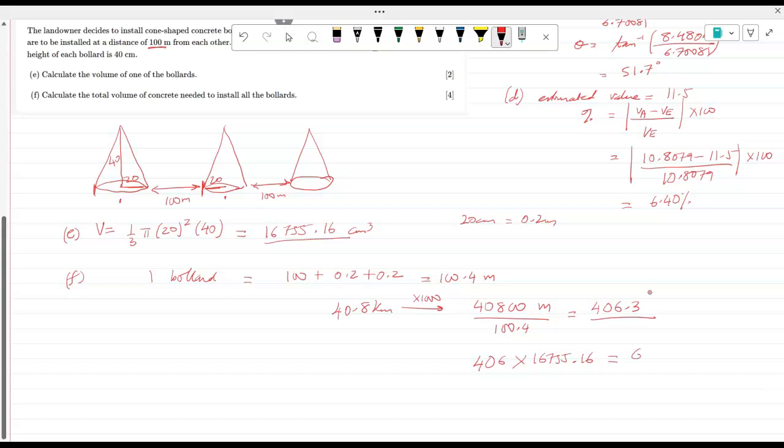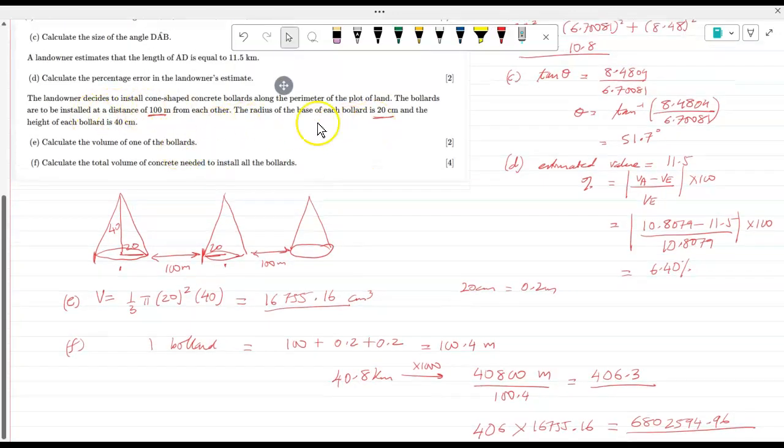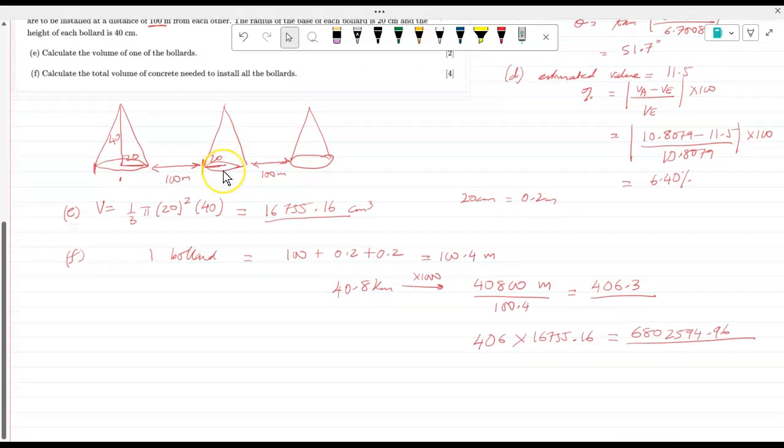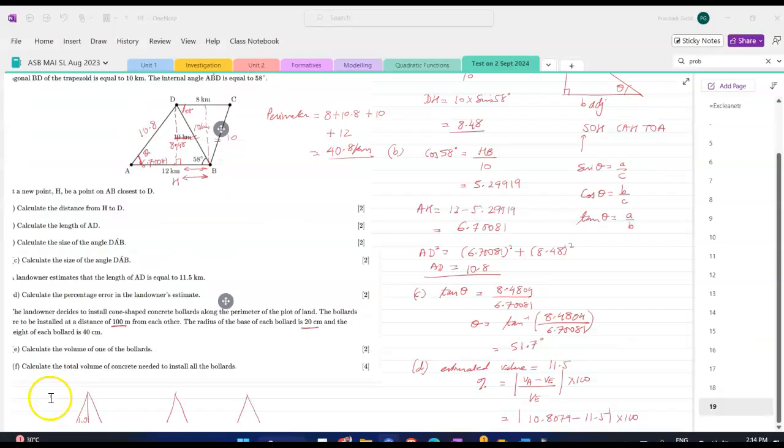6802594. 680 2594.96 units centimeter cube. Correct? All this is centimeter, no? Centimeter, centimeter. So centimeter cube. So much would be required.